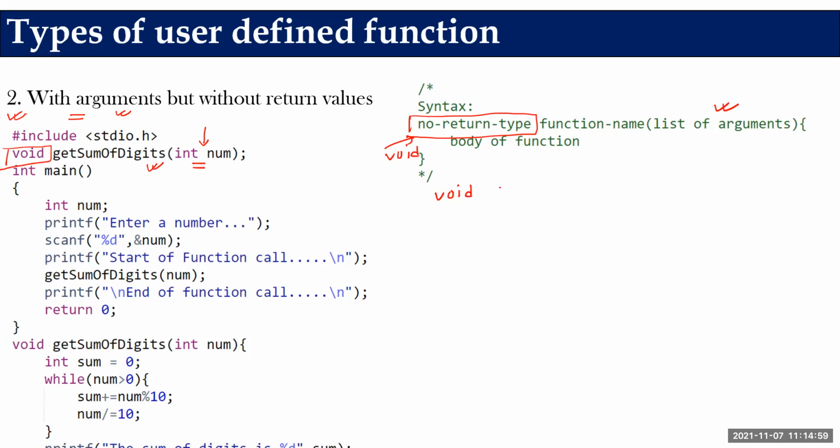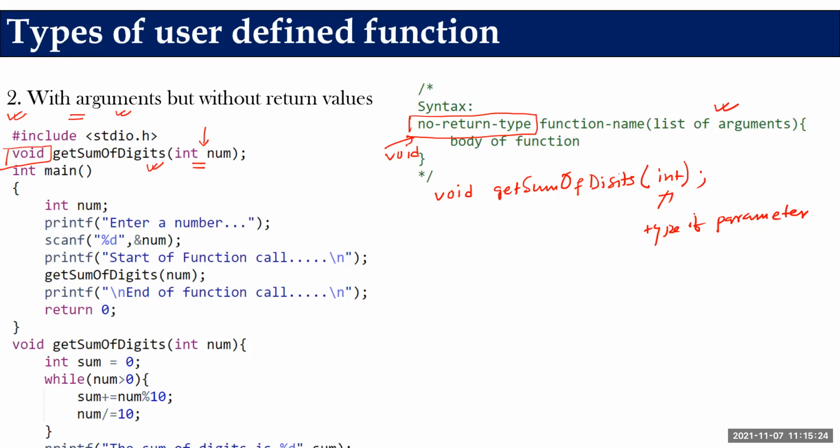Void get sum of digits. We need to only mention the type of the parameter while declaring. The name does not matter. You can ignore it.